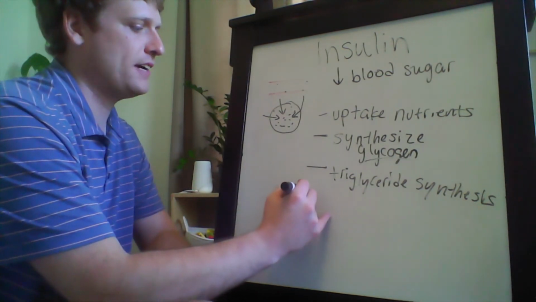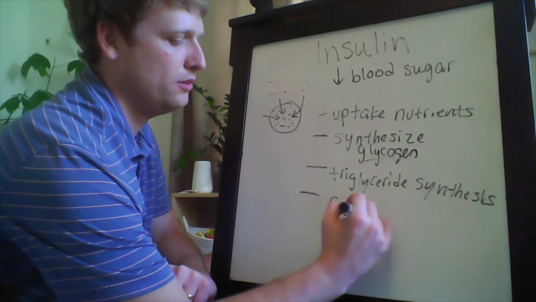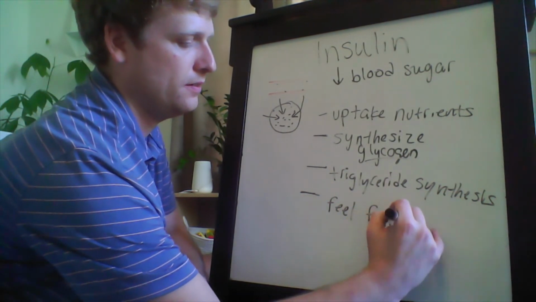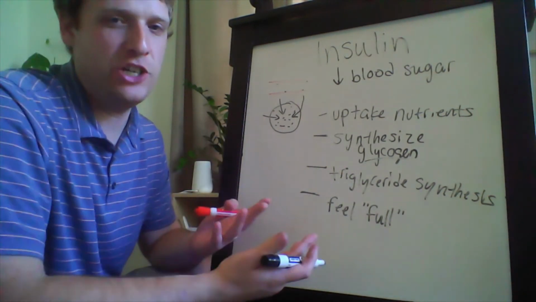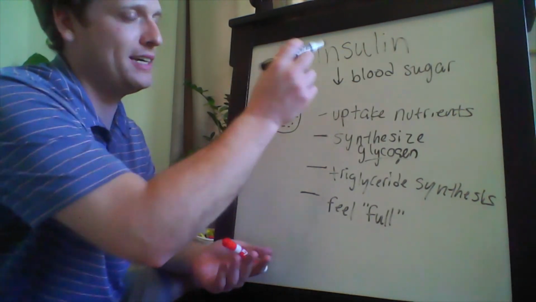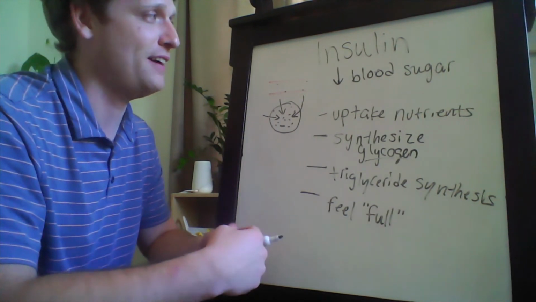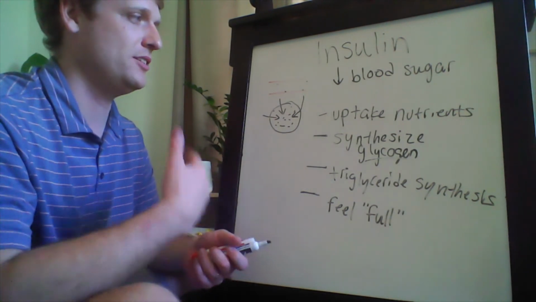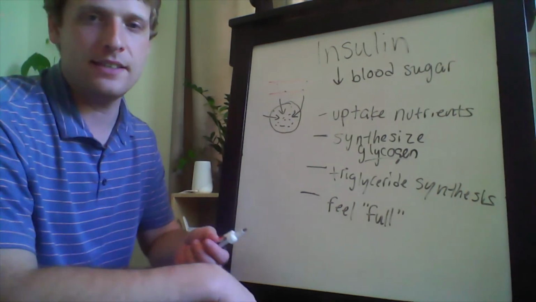Another effect of insulin is that you're going to feel full. So you are satiated, you are satisfied after a meal, partially because insulin causes you to feel full. That's a nice effect of having a meal: you get this boost in insulin production, and your brain recognizes that you feel full.